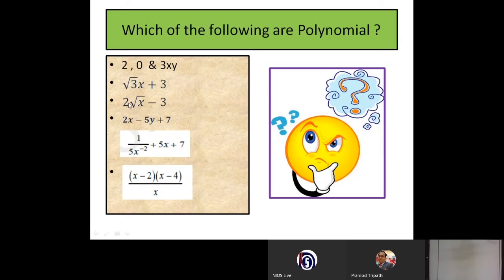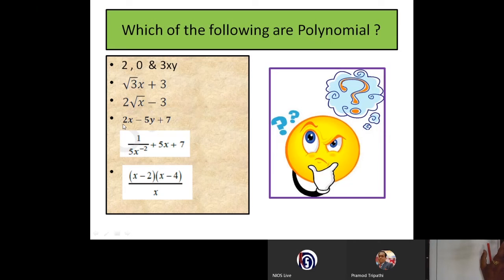But in the third part, we see here 2 into under root x minus 3. The under root x can be written in exponential form. This is the radical form. When we write it in exponential form, it will be 2 into x raised to the power 1 upon 2 minus 3. So the exponent of the variable x is 1 upon 2, which is not a whole number. Hence, 2 into under root x minus 3 is not a polynomial. I think it is clear.